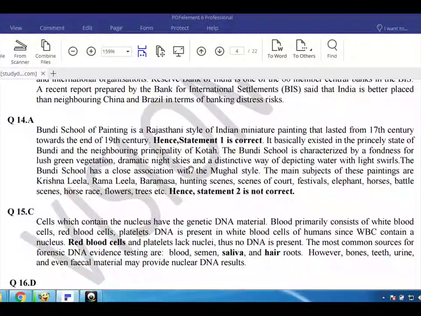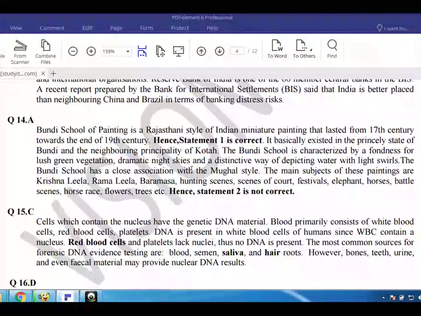Q14.A Bundi School of Painting is a Rajasthani style of Indian miniature painting that lasted from the 17th century towards the end of the 19th century. Hence statement 1 is correct. It basically existed in the princely state of Bundi and the neighboring principality of Kota. The Bundi School is characterized by a fondness for lush green vegetation, dramatic night skies, and a distinctive way of depicting water with light swirls.